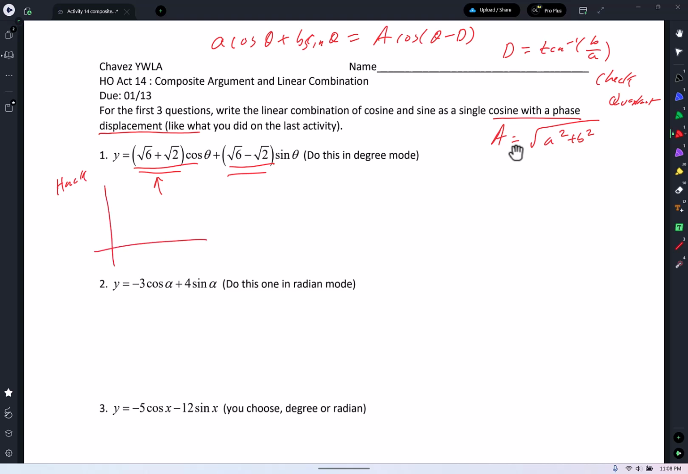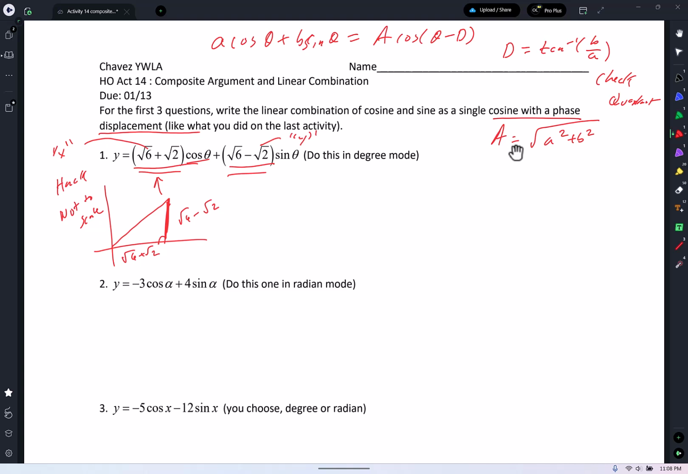You're in quadrant 1. I'm just drawing something, so not to scale. This x value here is the one in front of the cosine, and this y value is the one in front of the sine. So this is square root of 6 plus square root of 2. And this guy right here, the vertical displacement, is square root of 6 minus square root of 2.